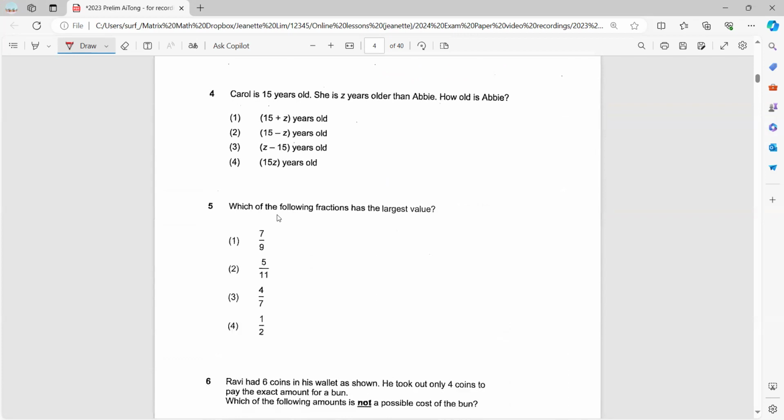Carol is 15 years old. She's Z years older than Abby. How old is Abby? Okay, so Abby is younger. To find Abby, we have to minus. So 15 minus Z. Option 2.